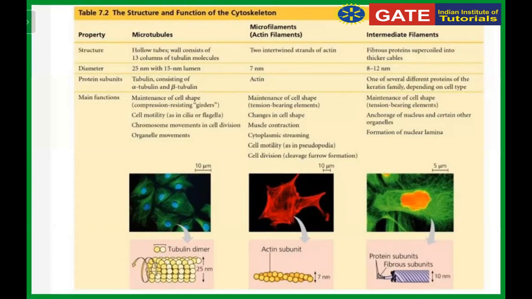Ma'am, I had a question. Tell me. In the properties of protein subunits in intermediate filaments, it is written that one of several different proteins of the keratin family. So can we say that the nuclear lamina and neurofilaments are also part of the keratin family? They are also part of the intermediate filament. Yes, okay.